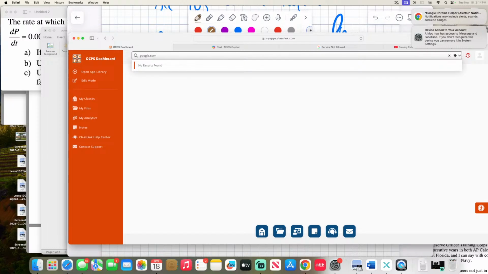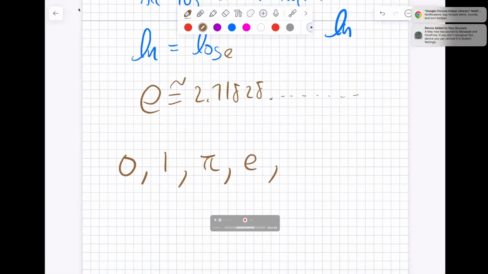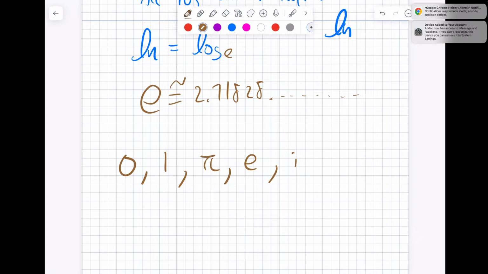And the last number is what? It's I, you're right. Those last 2 aren't even numbers, Mr. That's not fair. Those are letters. It's an imaginary number. Math, not... There's an imaginary number.